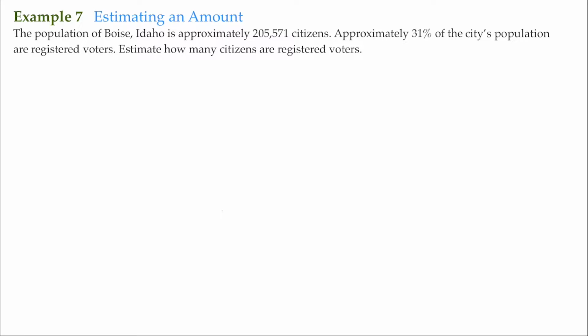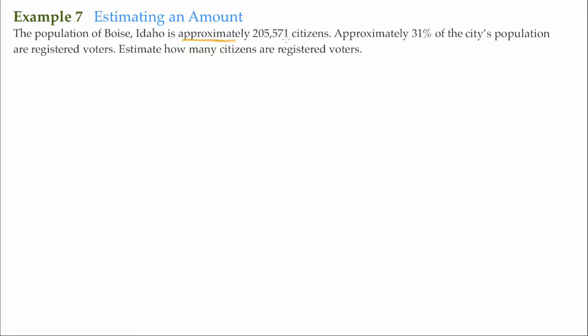So again, as we continue with estimating, here we're going to be estimating an amount. It says the population of Boise, Idaho is approximately 205,571 citizens. Approximately 31% of the city's population are registered voters. Estimate how many citizens are registered voters. Now there's a lot going on here because as we look at this problem, it already says approximately.